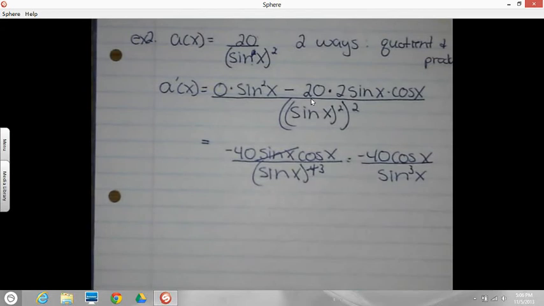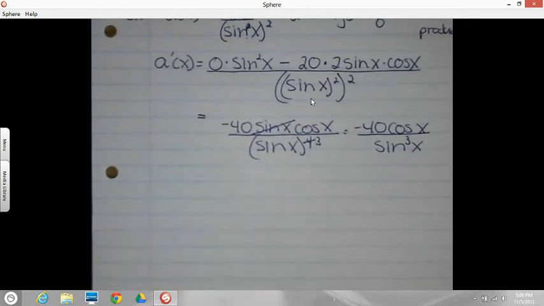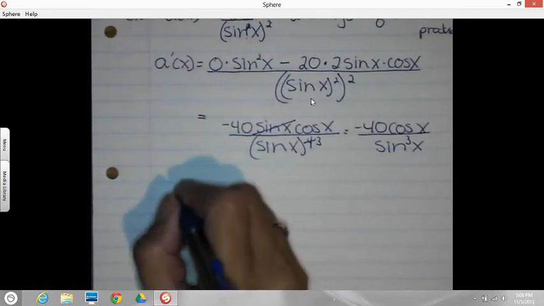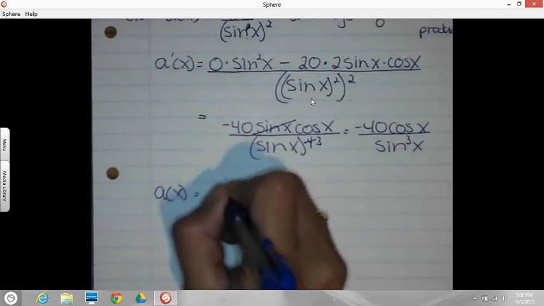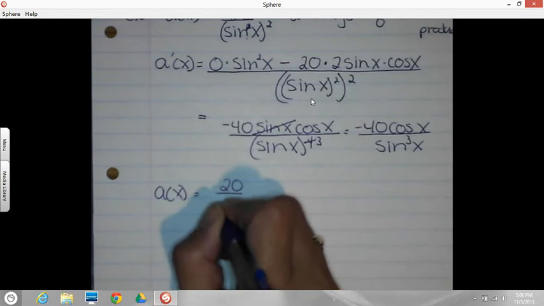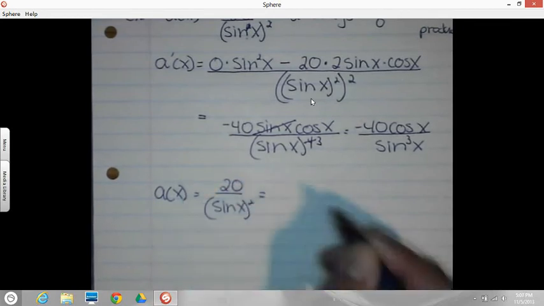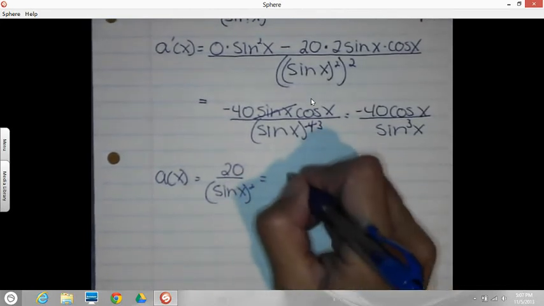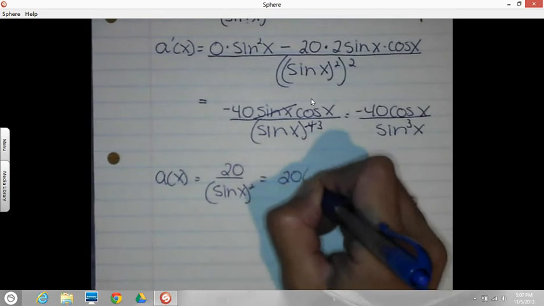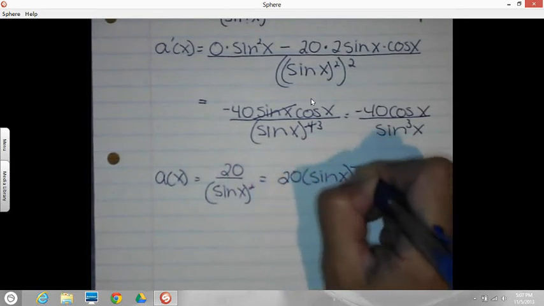Okay, see if we can get the same thing without doing quotient rule. That means we have to rewrite it first. So let's take it out of a quotient. So it starts 20 over sine x squared, got to get rid of the denominator to not do quotient. We're going to bring it up and make it a negative exponent. So 20 times sine x to the negative 2.